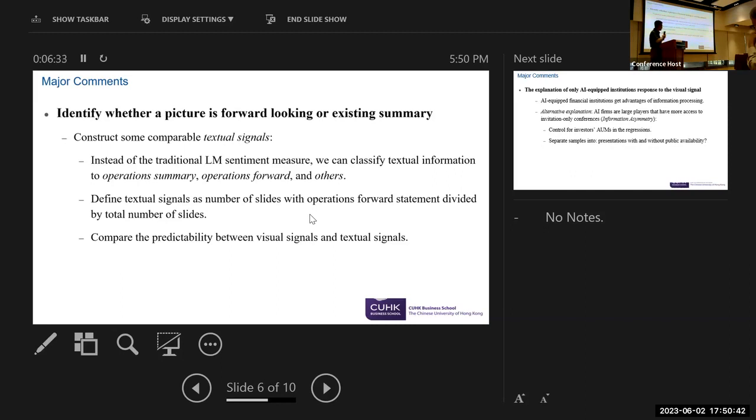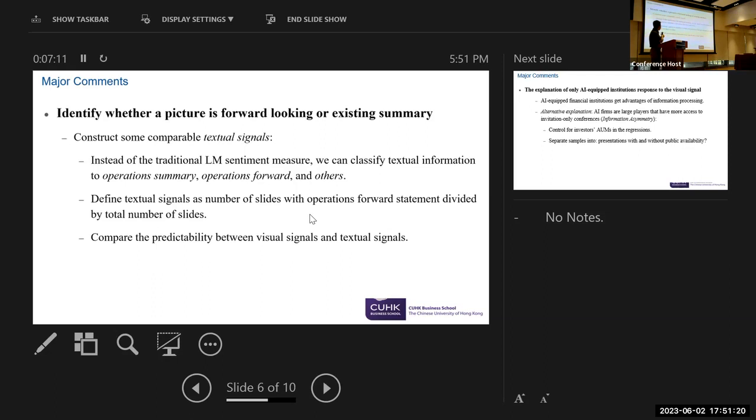I know the authors actually have textual tables in the paper, but currently the version they use is the logarithm sentiment measure. They calculate the positive words and the negative words, and construct the measure, and they do not find any predictive power, but they only find it for the visual signals. What I thought is that maybe that is not very comparable, because for pictures you are using very advanced machine learning algorithms, but for the text you're using a traditional lexicon-based approach like the logarithm sentiment.